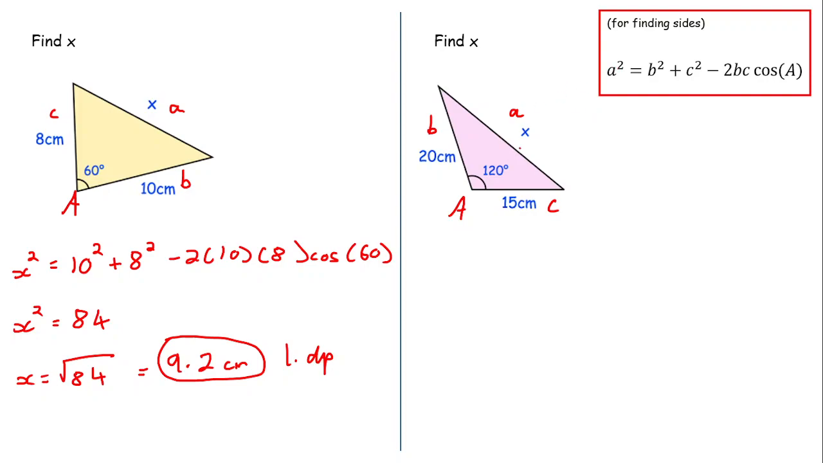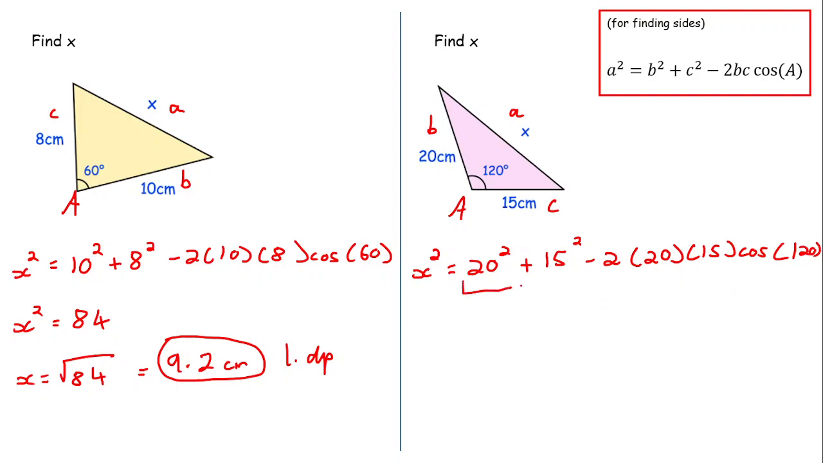So you've got a squared where a is x. So x squared is equal to b squared where b is 20. So 20 squared. Add c squared where c is 15. So 15 squared. Take away 2 times b times c. So b is 20, c is 15, cos of the angle A, where A is equal to 120 degrees.